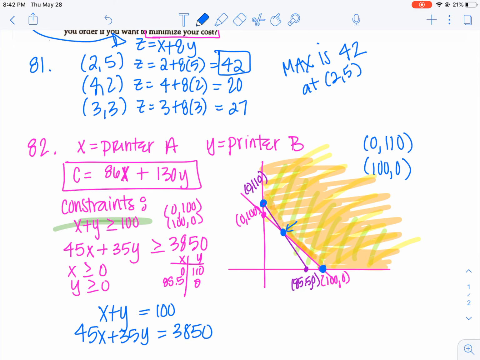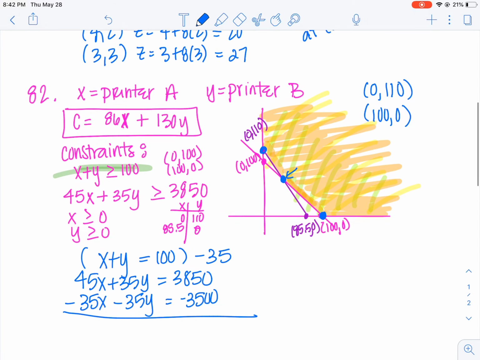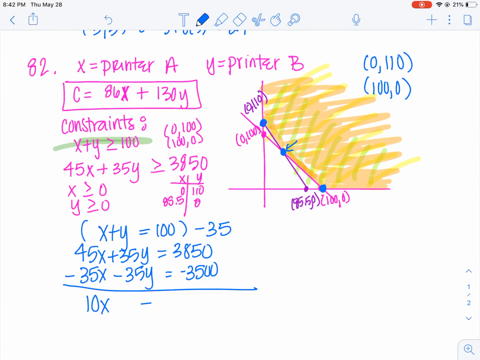If I want to solve that system, we can use the elimination method. Let's take the first equation and multiply by negative 35. Then you get negative 35x minus 35y equals negative 3500. Let's solve this. So I have 10x equals 350, so x is 35. If x is 35, y must be 65, because they have to add up to 100.